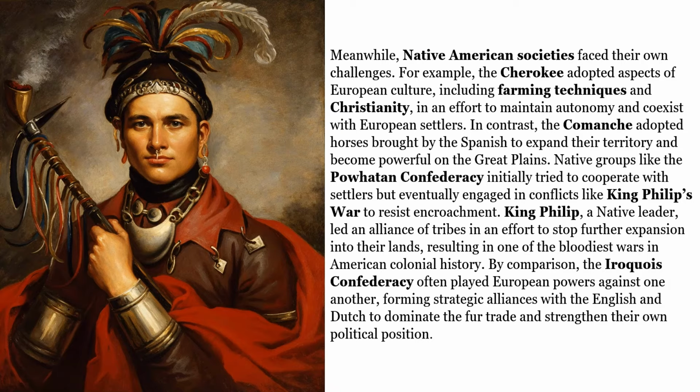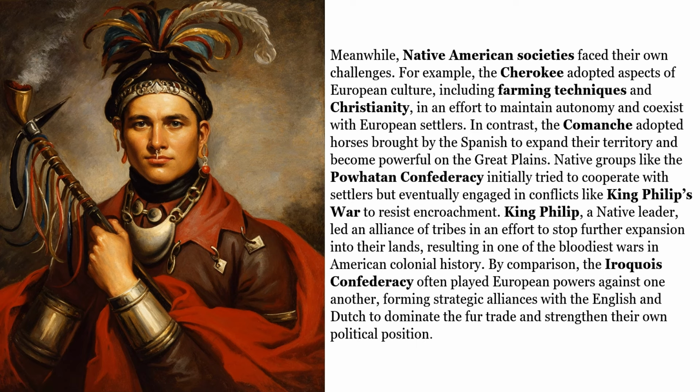Meanwhile, Native American societies faced their own challenges. For example, the Cherokee adopted aspects of European culture, including farming techniques and Christianity, in an effort to maintain autonomy and coexist with European settlers. In contrast, the Comanche adopted horses brought by the Spanish to expand their territory and become powerful on the Great Plains. Native groups, like the Powhatan Confederacy, initially tried to cooperate with settlers, but eventually engaged in conflicts like King Philip's War to resist encroachment.